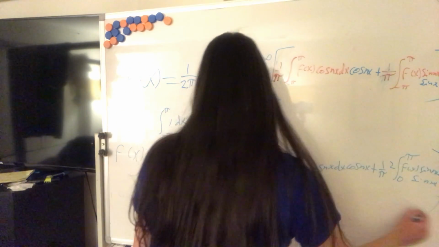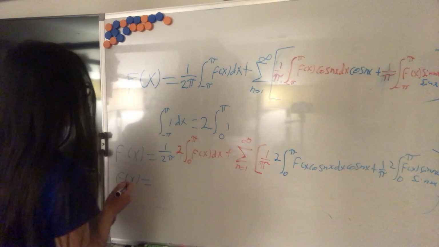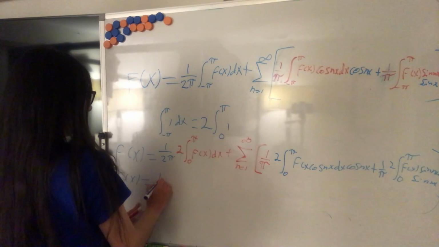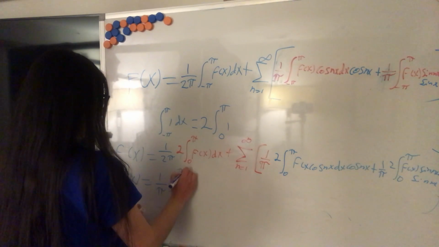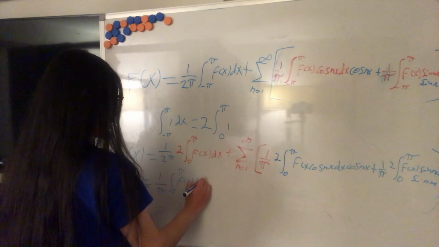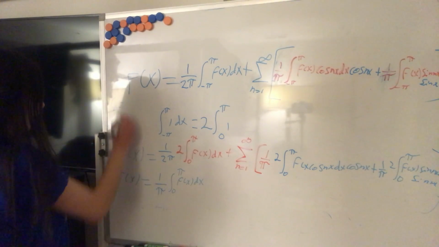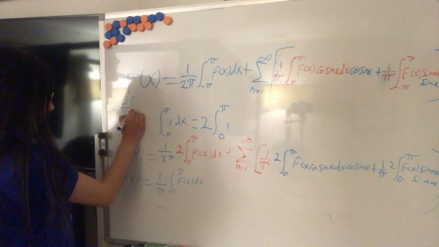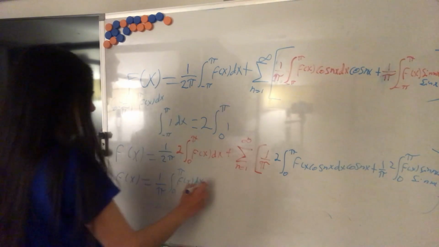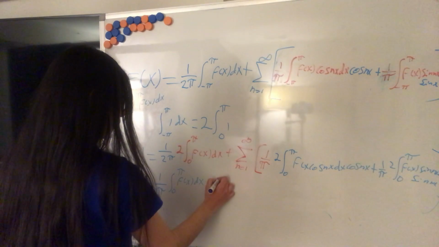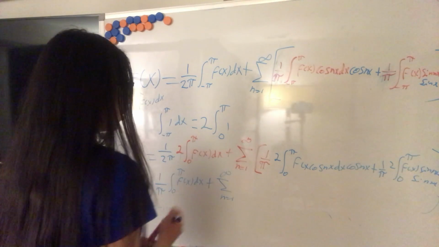Alright, so I can put it as f of x is equal to 1 over pi times the definite integral from 0 to pi of f of x dx. So this is c naught. C naught is 1 over pi times the definite integral from 0 to pi of f of x dx. Then I have plus the summation from n equals 1 to infinity of a sub n.